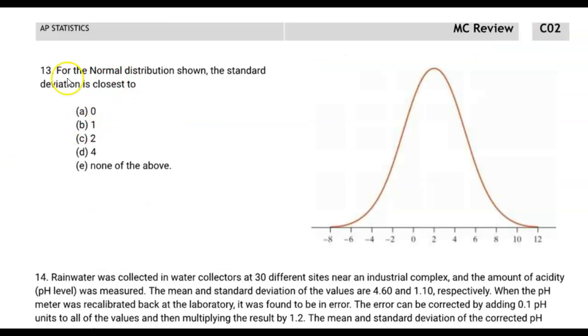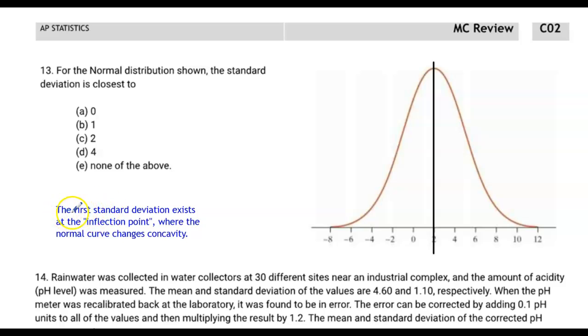Moving on up. Question number 13: for the normal distribution shown, the standard deviation is closest to, well, let's see. We can easily identify one thing. Let's identify the mean. That mean is going to be right around here. Let's use my straight line tool to draw directly down to it. It looks like it's going to be about 2. Now, one thing that you should remember is that the first standard deviation away from the mean, either below or above, exists at something called the inflection point, where the normal curve changes concavity.